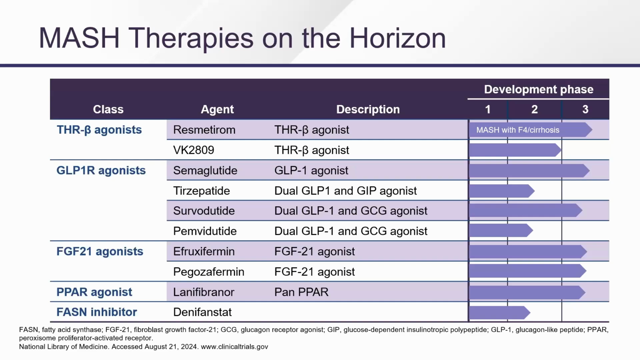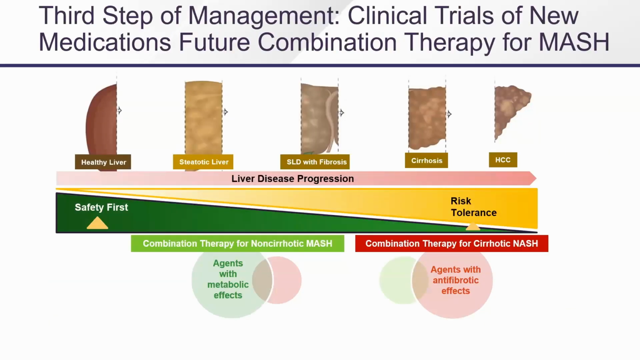We have PPAR agonists that are actively catching up. So it is a very exciting time to be in fatty liver disease. We do have to realize that even though the data in phase 2 trials is promising, it's really only phase 3 data of completed trials that is clinically relevant.